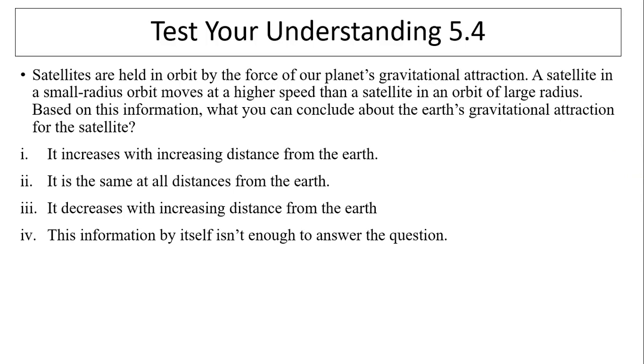Test your understanding. A satellite is held in orbit by the force of our planet's gravitational attraction. A satellite in a small radius orbit moves at higher speed than a satellite in an orbit of a large radius. Based on this information, what can you conclude about Earth's gravitational attraction for the satellite? So we know force is directly proportional to speed squared. When you have higher speed, you have greater force. When you have lower speed, you have smaller force. That means the force actually decreases with increasing distance from the Earth. The further you go, the less force you'll have, because this force is really gravitational force. Remember, we learned gravitational force is inversely proportional to r squared. So the answer is 3.